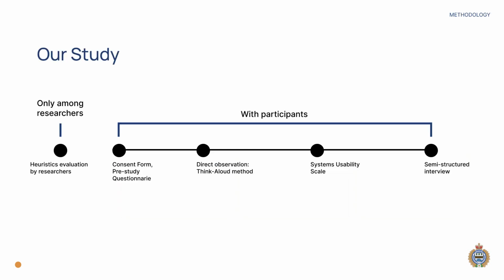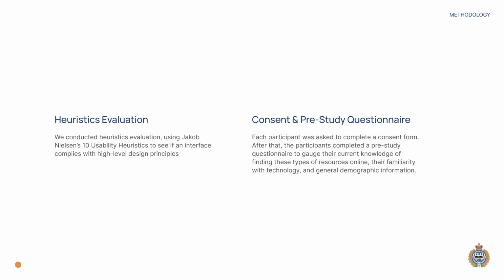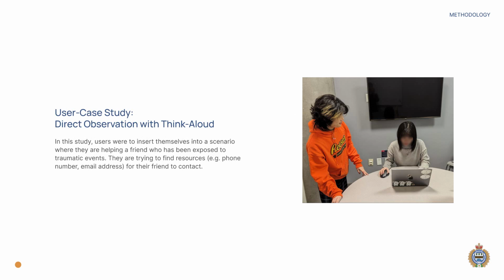In this study, we employed different research methods, both quantitative and qualitative. We first conducted a heuristic evaluation using Jakob Nielsen's 10 usability heuristics to identify and address interface issues, rating their severity on a scale of 0 to 4. We then collected consent forms and pre-study questionnaires to gather participant data about demographics and technical capacity. Using user case study, specifically direct observation with the Think Aloud method, we evaluated all 3 constructs by directly observing participants interacting with the interface to complete 5 representative tasks, while having them think aloud or verbalize their thoughts.